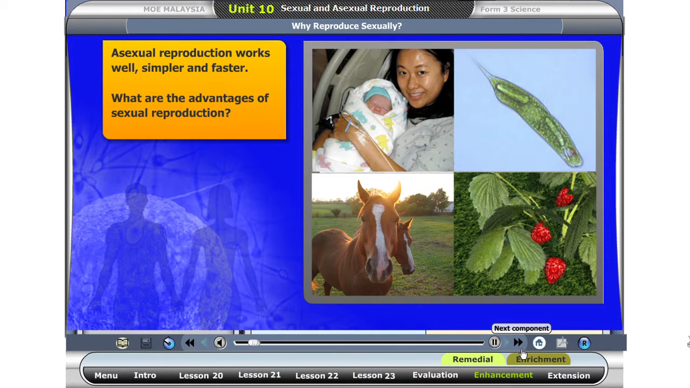Asexual reproduction involves only one parent. It works well, simpler and faster. Yet some living things, including humans, reproduce sexually, where they need to find a partner to produce an offspring. What are the advantages of sexual reproduction? Discuss with your friends.